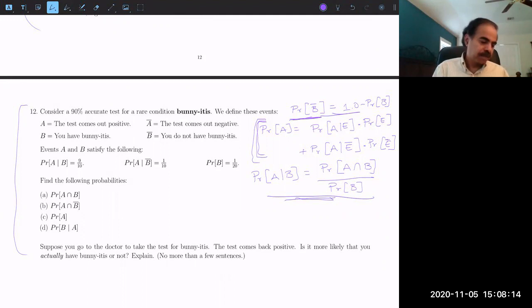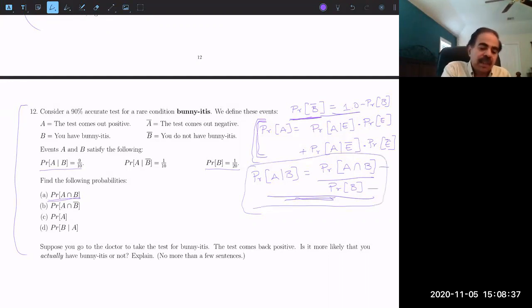So, okay, let's take something like this. You're asked probability of A intersection B, right? And you're given the conditional probability of A given B and the probability of B. So this is a straight application of this formula, right? Which relates the probability of A intersection B, the probability of B, and the conditional probability of A given B, right?